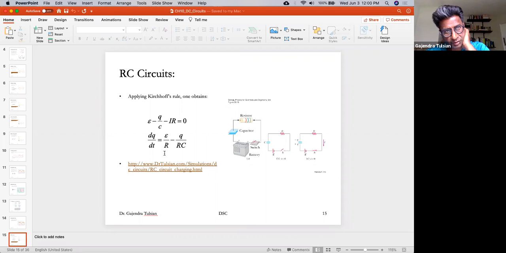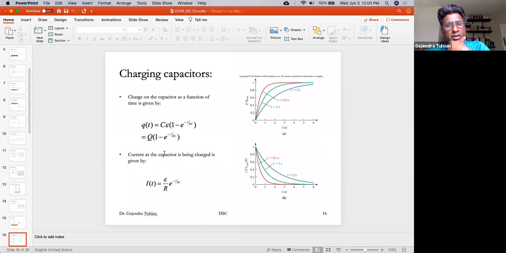One of the techniques is, you learn to make educated guesses at the solutions and so on. And you'll learn other techniques. All right, so the solution to that equation is Q(t) = CE (1 - e^(-t/RC)), where C is the capacitance and E is the EMF of the battery. RC is called the time constant of the circuit and denoted by tau.